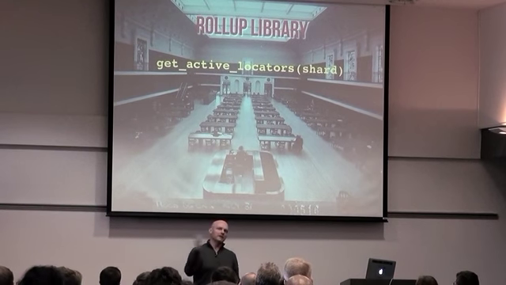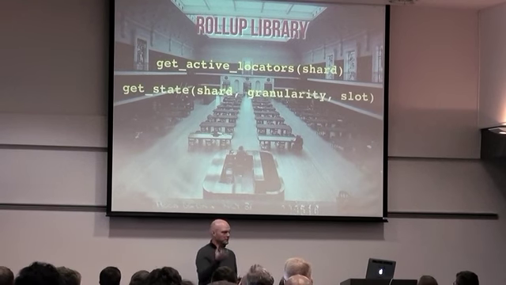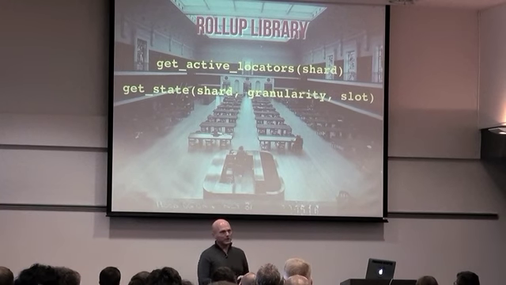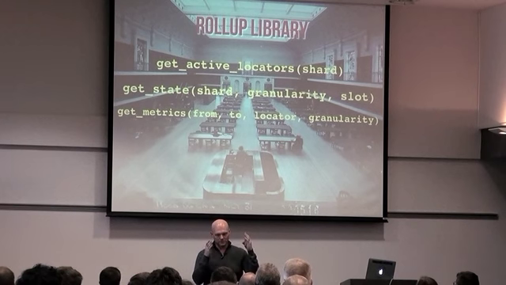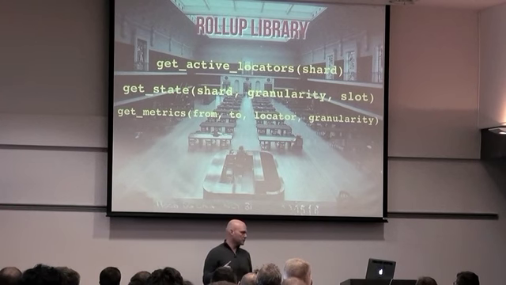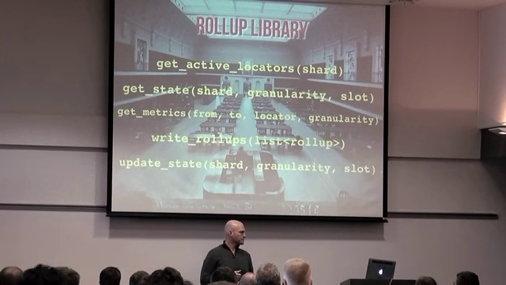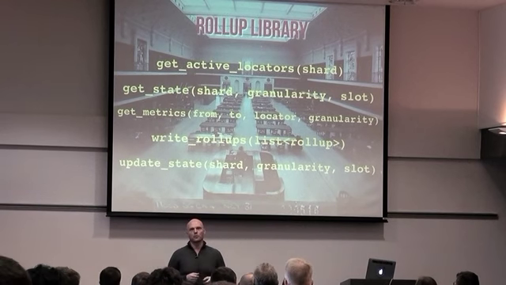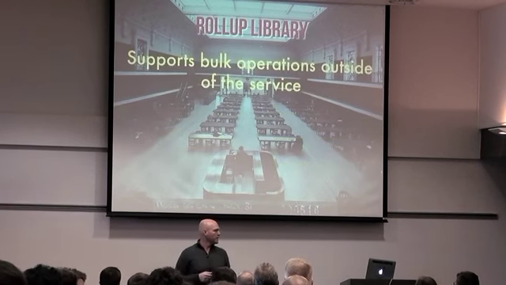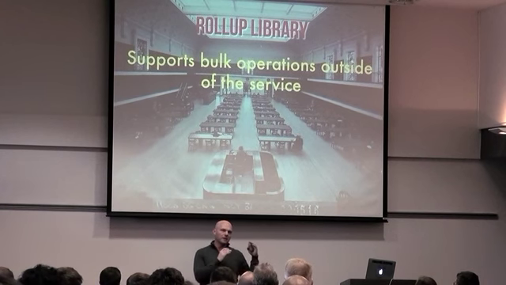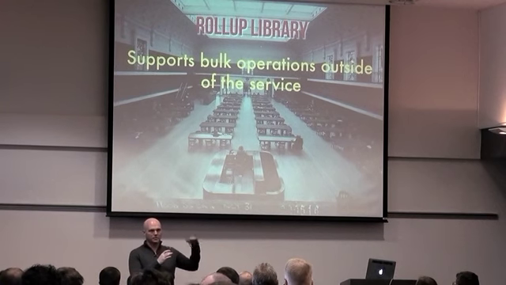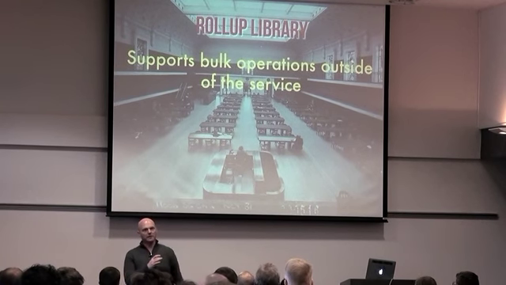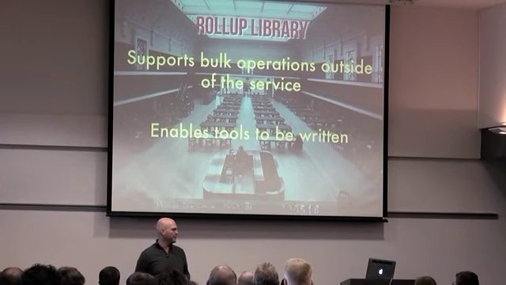Rolling up, we need to be able to get the active locators. We need to be able to get that state back that we wrote at ingestion time. And then we also need to get the metrics so that we can run the computations and then store them when we're done. Of course, we update state at the end so we know the rollups actually happened. The nice thing about having things set up in a library like this is it enables us to do some other things that are outside of the Blueflood services. Mainly, we can do bulk load operations and also write some tools that end up being pretty helpful.